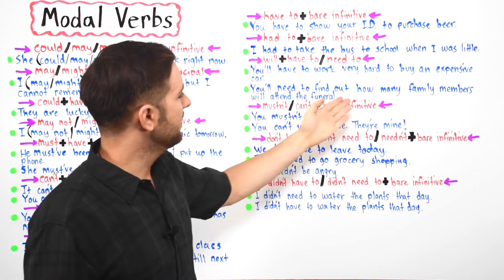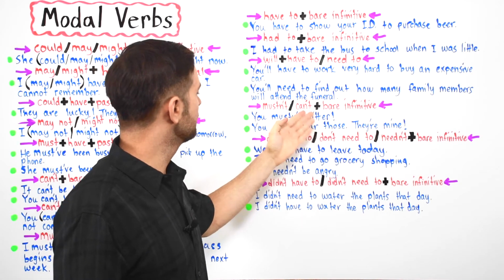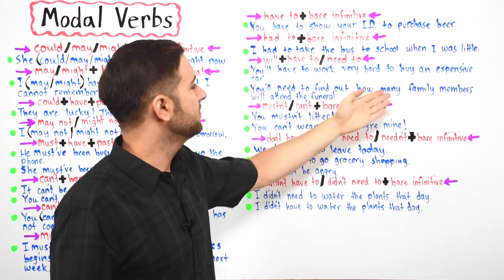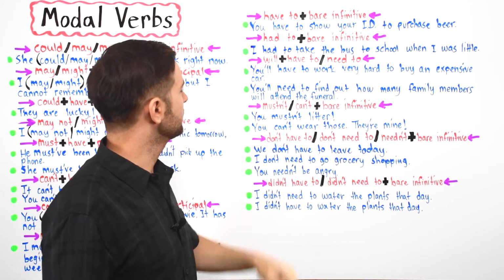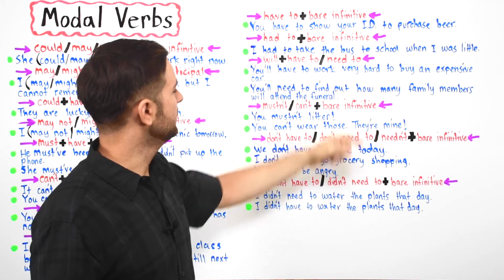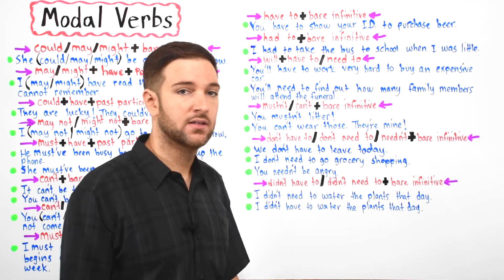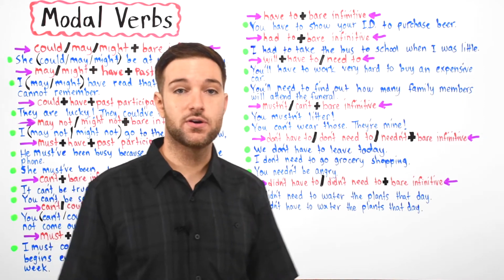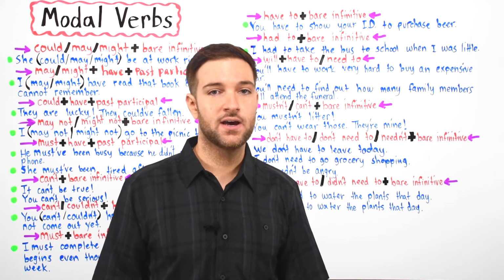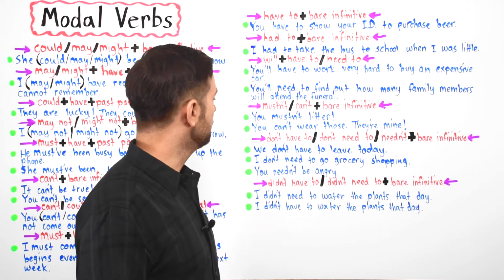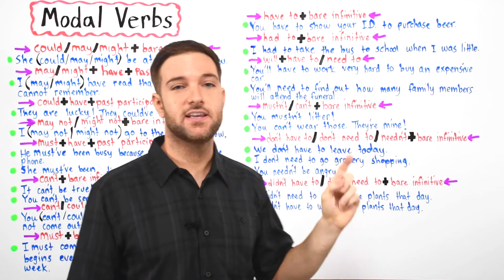So you'll need to find out how many family members will attend the funeral, or you'll have to find out how many family members will attend the funeral. So have to or need to, you choose, okay? So let's go ahead and continue, okay? Now, mustn't and then can't.